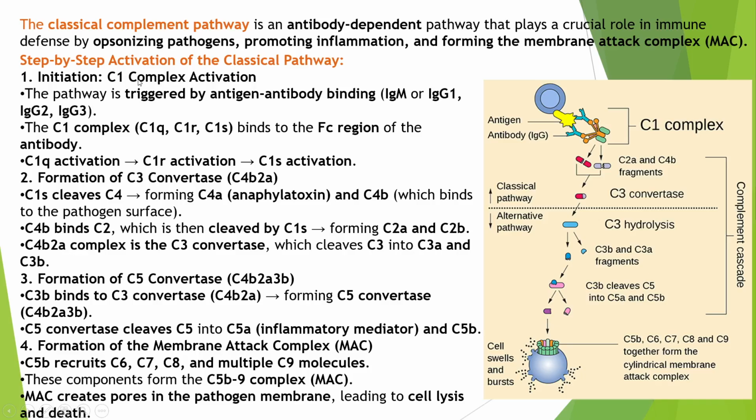So initiation is by the C1 complex activation. The pathway is triggered by antigen antibody binding, IgM, IgG, and the C1 complex contains C1q, C1r, and C1s. The C1 complex binds to the Fc region of the antigen antibody complex. Then C1q activation occurs, then C1r activation occurs, and C1s activation occurs.